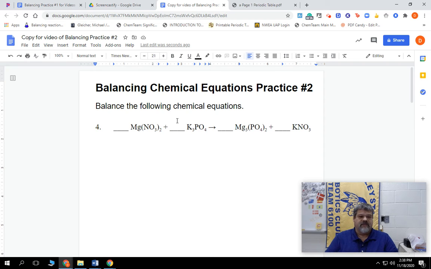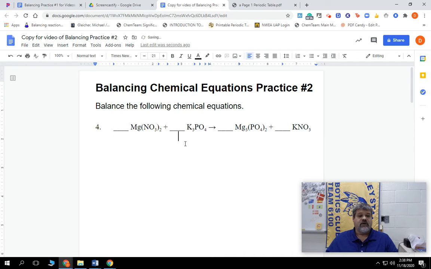This time, problem number 4. So we have magnesium nitrate plus potassium phosphate yields magnesium phosphate plus potassium nitrate. So really we have a double replacement reaction right here. And what we really need to do is go ahead and balance this chemical equation. We have a skeleton equation right here, one that is unbalanced. So what are we going to do first?